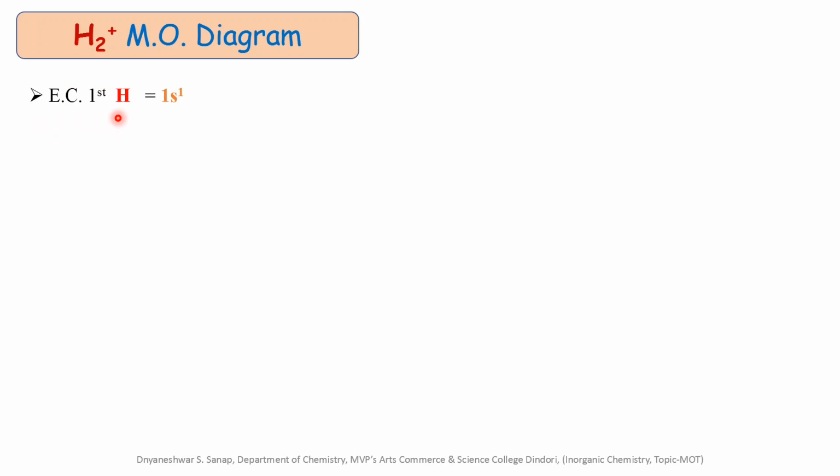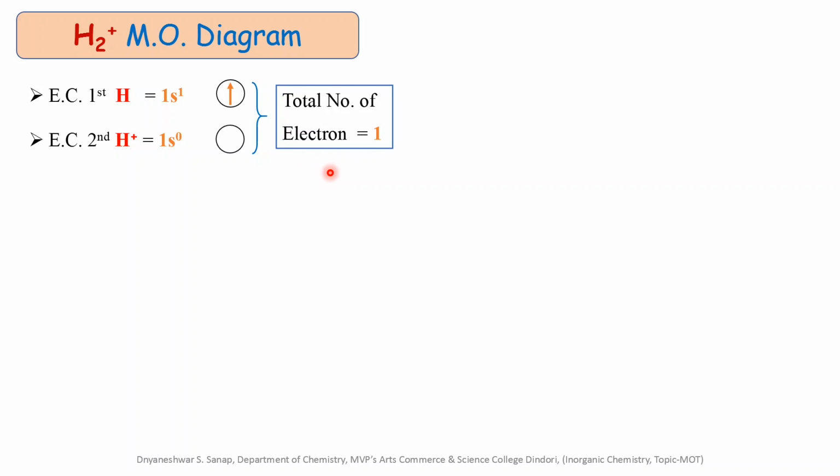The electronic configuration for the first hydrogen atom is 1s1, and the electronic configuration for the second hydrogen atom, which has a positive charge, is 1s0. For the H2 plus molecule, one of the hydrogens does not have an electron in its valence shell. Then we get the H2 plus ion. The tabulated form of electronic configuration is like that: 1s1 with 1 electron and 1s0 with 0 electrons. The total number of electrons participating in the formation of the molecule is 1 electron. As we discussed in the previous videos, let us start drawing the actual molecular orbital energy level diagram.